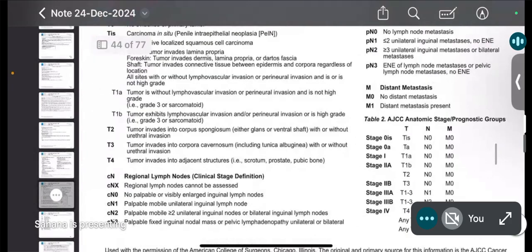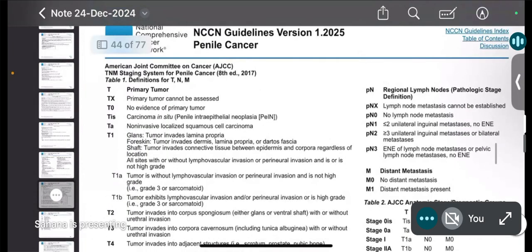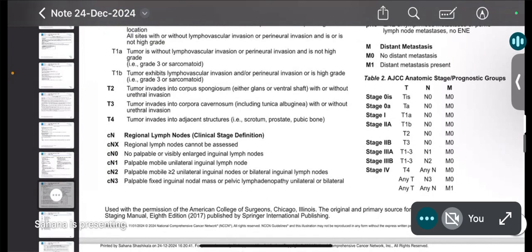This is, nodes are almost the same only. N1 unilateral, N2 in T, I don't think there's a difference. C is C, mobile unilateral inguinal node. N2 is mobile, more than or equal to 2, unilateral and bilateral. Okay, N3 is fixed. So pelvic lymphadenopathy also comes in this. Yes, fixed pelvic is N3. N1 is mobile unilateral. Everything else will become N2. So more than or equal to 2, and bilateral will be N2.